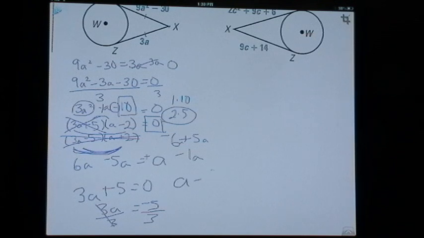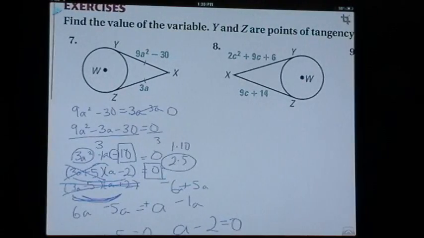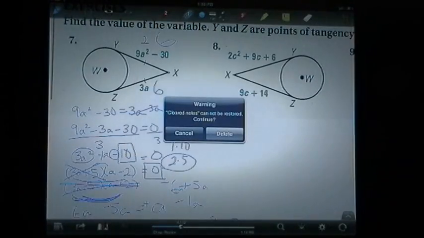But a minus 2 equals 0. When we move the 2 to the other side, we get a equals 2, and 2 is possible. Now, if you plug it in to see if it works, we get 3 times 2 is 6. And then if you put 2 up here, you get 2 squared is 4. 4 times 9 is 36. And 36 minus 30 is 6. So 6 and 6. Okay, so let's go on to the next one.